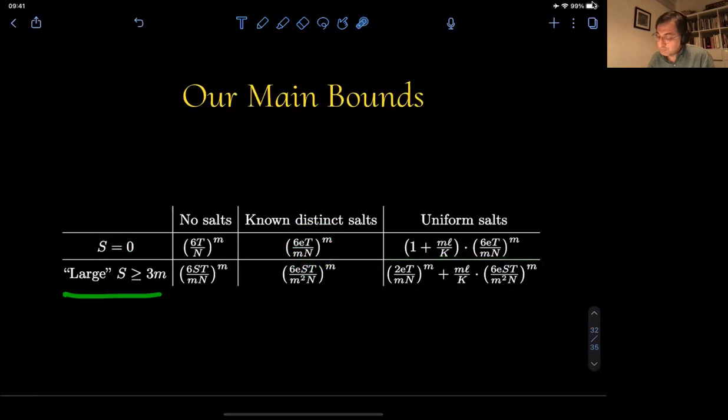So the most relevant bound for practice that we have is the bound over here. The case with big pre-processing and uniform salts. In this bound, you see we have a term which is independent of S and a term which is dependent on S. And this term is multiplied by a value which is ML over K. And if the salt space is big, then this term is basically negligible. And we fall back to a setting where we have T over MN, meaning that the adversarial effort scales linearly with N, and second, pre-processing is defeated. There is no dependency on S.